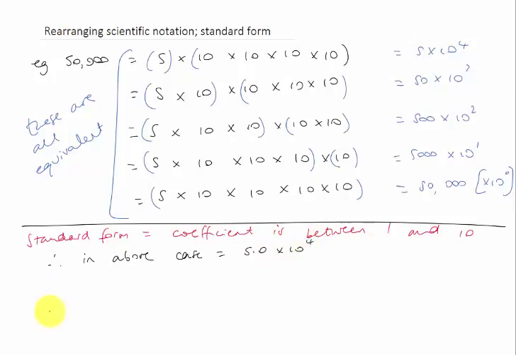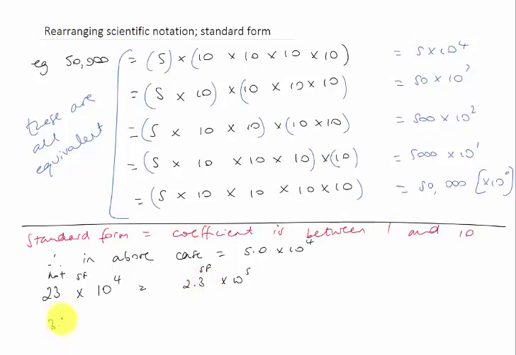Let's take another example. So let's say we've got, I don't know, 23 times 10 to the power 4. So that's not standard form. Whereas 2.3 times 10 to the power 5 is standard form, because this coefficient here, the 2.3, is in between 1 and 10.